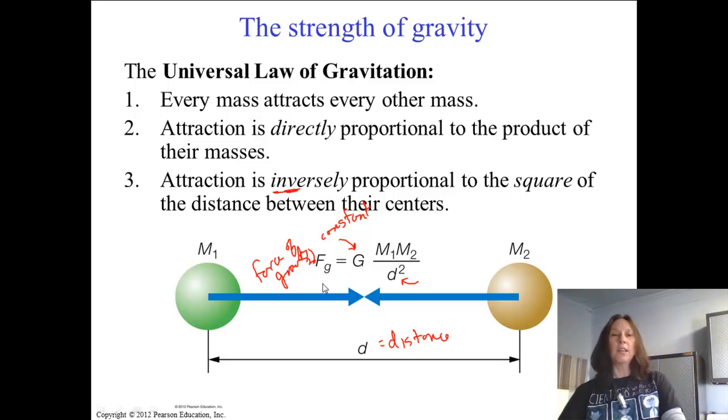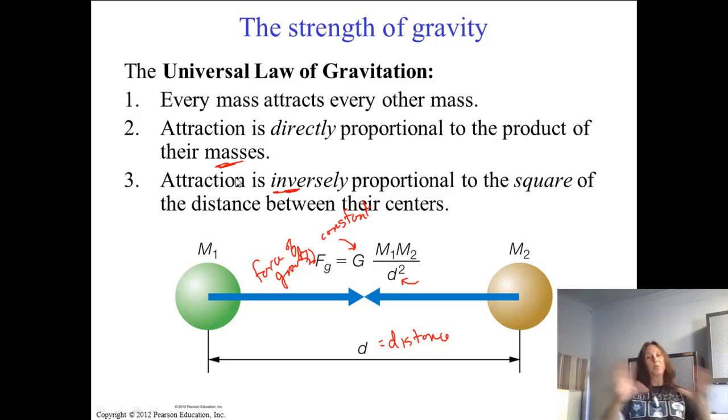Here, talking about the masses, we talk about relationships between variables like this a lot, the inverse relationship or the direct relationship. This says if you increase the mass of either one, the green or the gold, you're going to increase the force of gravity. So these have a direct relationship.